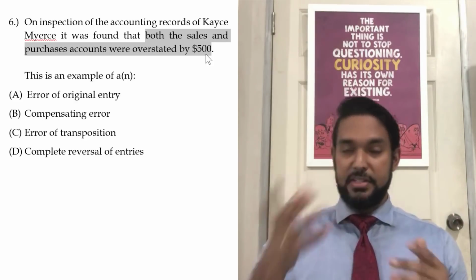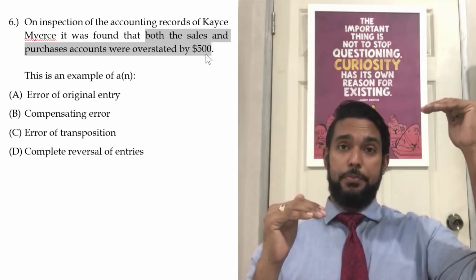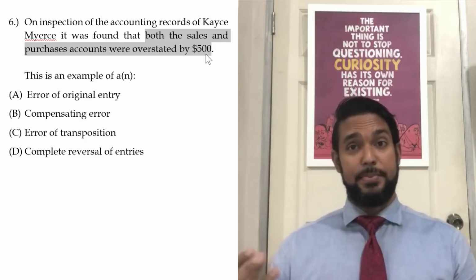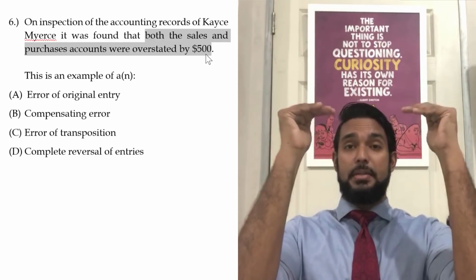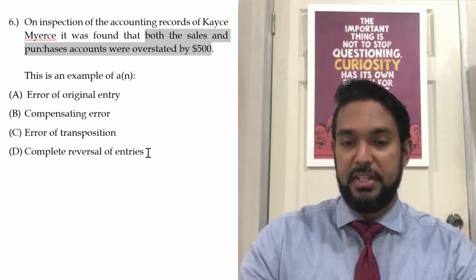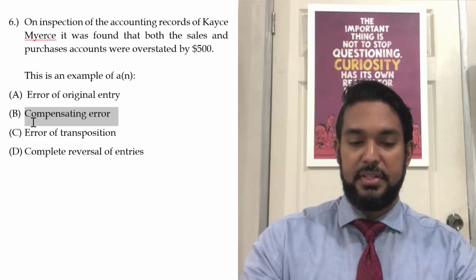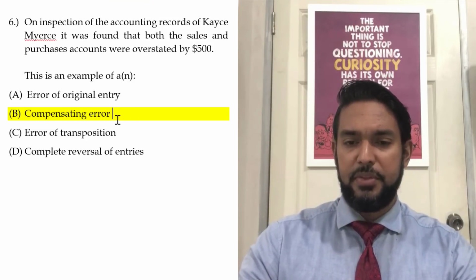So once again, the sales account is a revenue account. That has a credit balance, and it's too high by 500. The purchases account is an expense, which has a debit balance, and that's also too high by 500. So they're both too high by the same amount. So that's going to not affect the agreement of the trial balance. But once again, these are compensating errors because they weren't part of the original transaction.